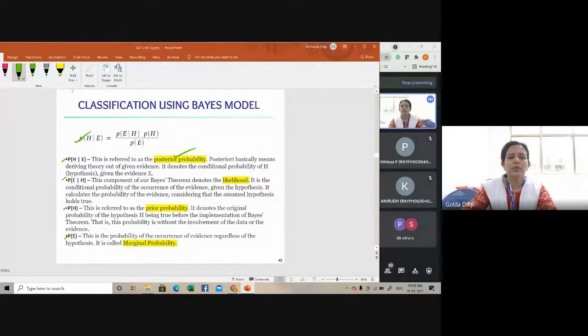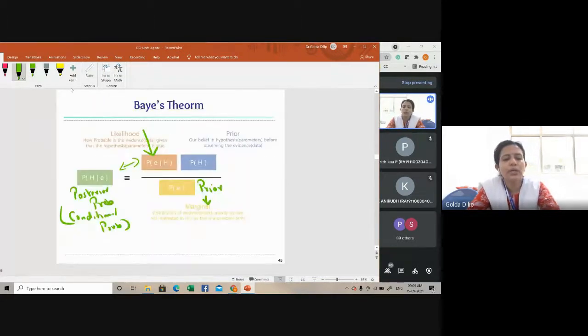Okay, so this is what is called your likelihood probability. This is your prior probability, and this is what is called your marginal probability. You all know the Bayes theorem, whatever I have shown here. That is the basic foundation of probability. It is all about the determination of the conditional probability for a particular event.